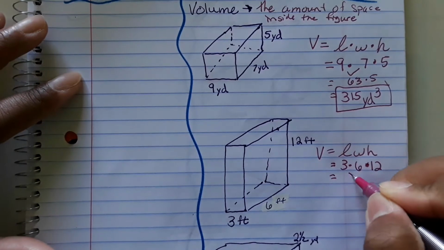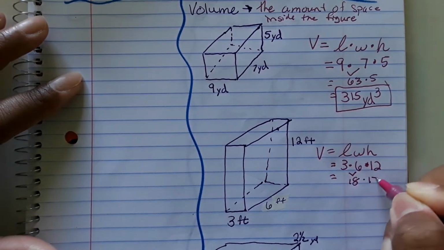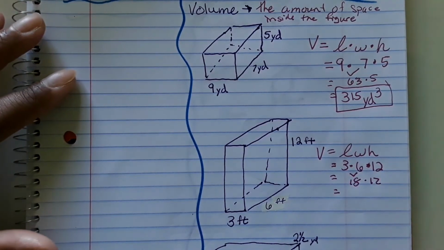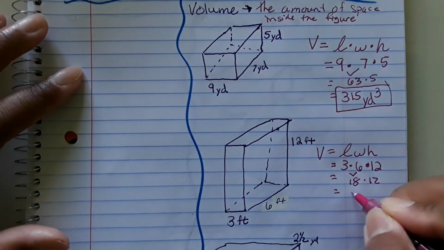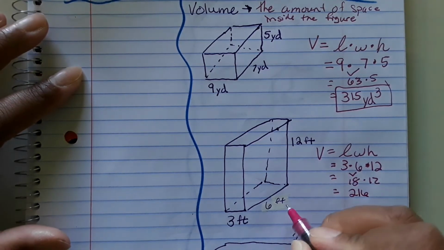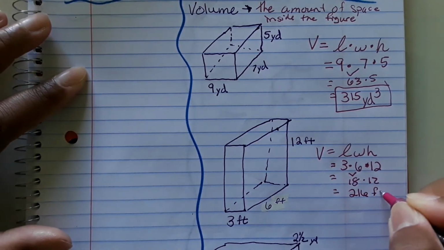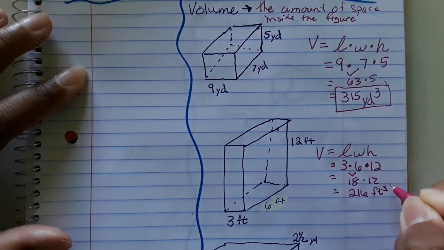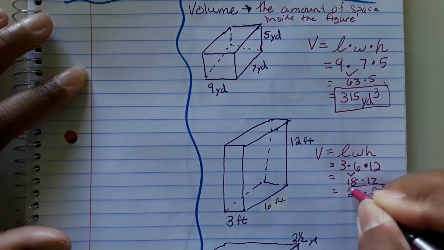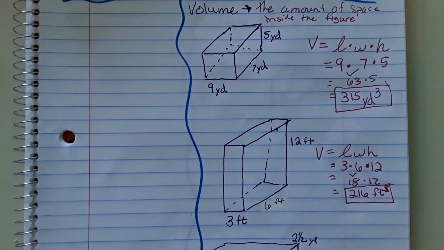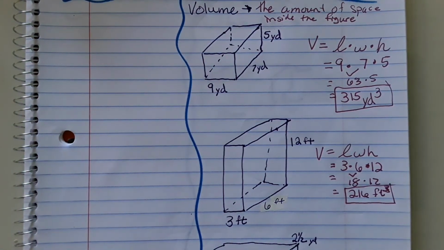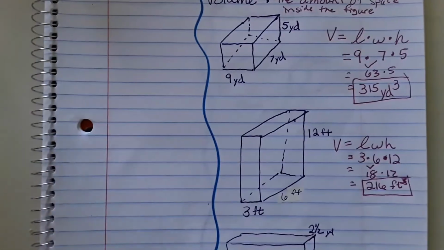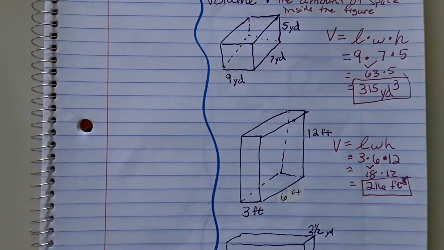So 3 times 6 gives us 18. So 18 times 12 will give us 216. And this is measured in feet. So it's cubic feet or feet cubed. We use the 3 again as a way to say cubed. My 3 is kind of messy. I'm going to have to fix that up with some whiteout later. All right, and then next, our final one.